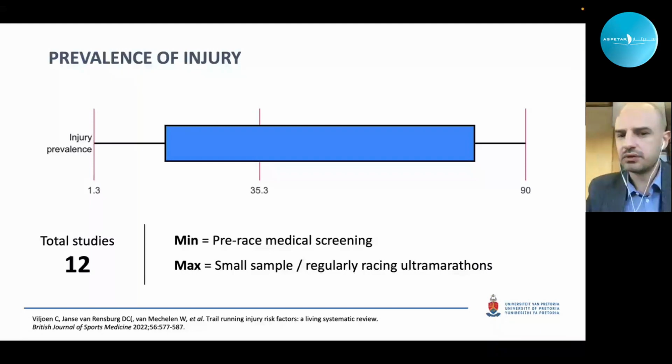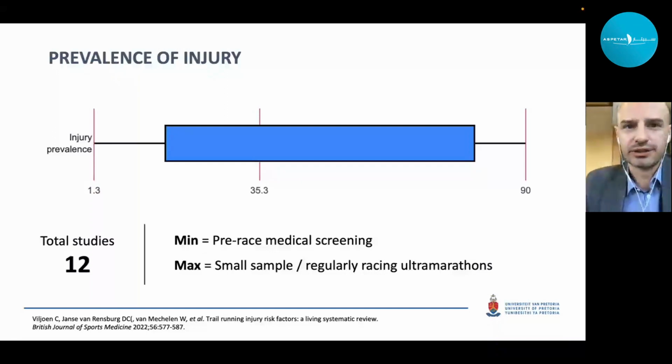But these guys are scared, obviously, that we're going to take them out of the race. So in pre-race medical screening, we see this very low injury prevalence. No one wants to tell you that they are injured. And then with the max value, these were guys that regularly participate in ultramarathons, and it was a very small sample in the study, and obviously they reported a bit of a higher prevalence. So at this stage, we have few studies guiding us in this incidence and prevalence of injury in the sport.